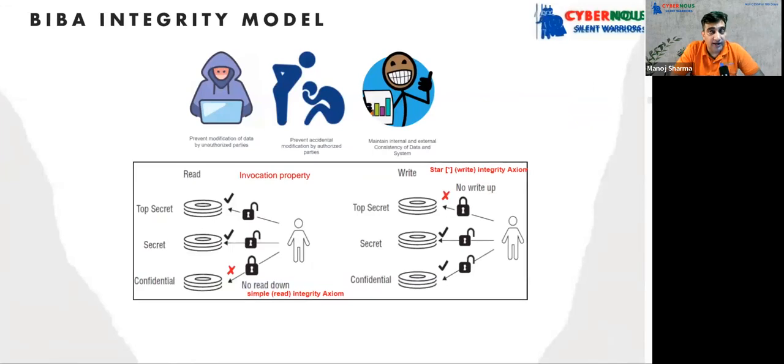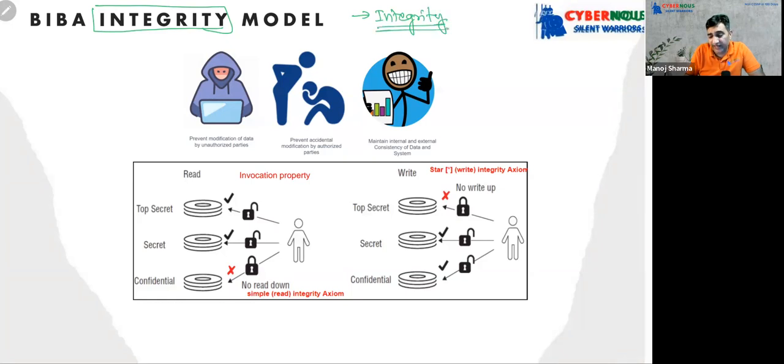The Biba integrity model is another model, and it is completely the reverse of the Bell-LaPadula model. Now, how is this important? This model is called the integrity model. Please understand, this is called the integrity model. So what goal are we fulfilling? We are going to fulfill integrity through this.